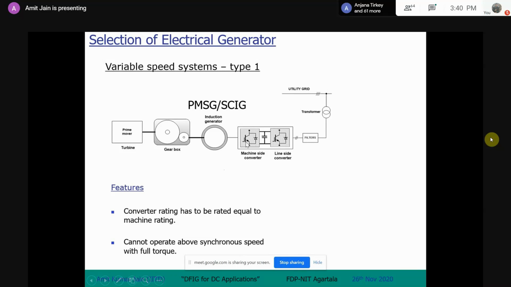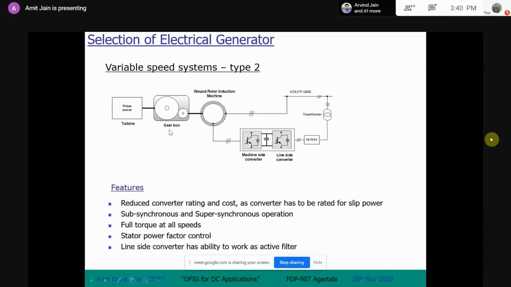Bottleneck means if you have a 1 megawatt induction generator, both the converters also have to be similarly rated. So that's the kind of drawback here. So for wind power, generally the second system is used.